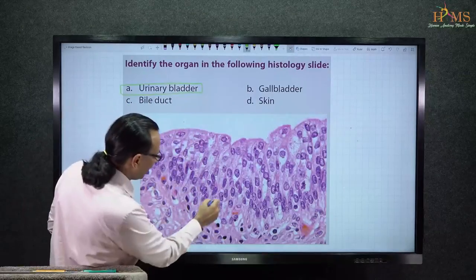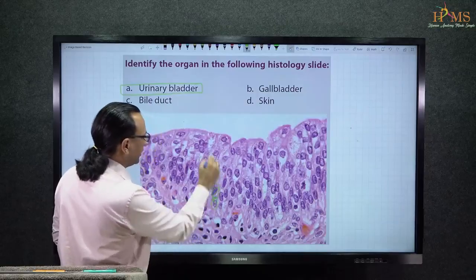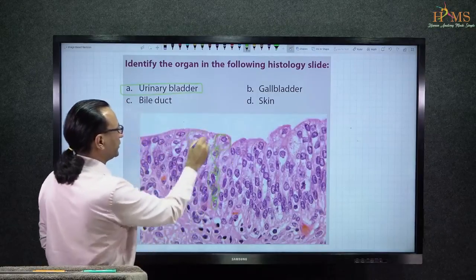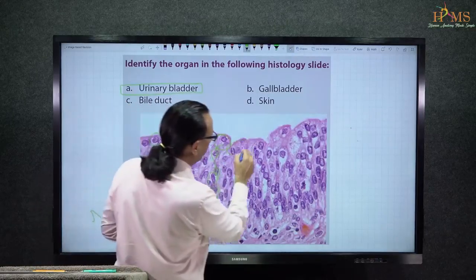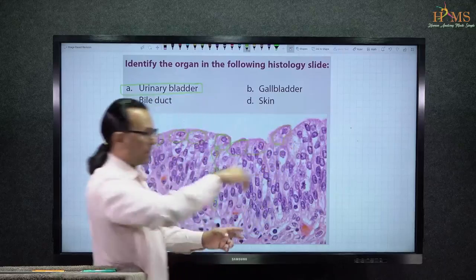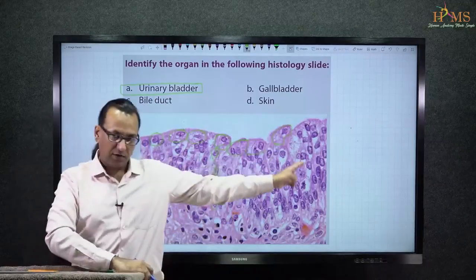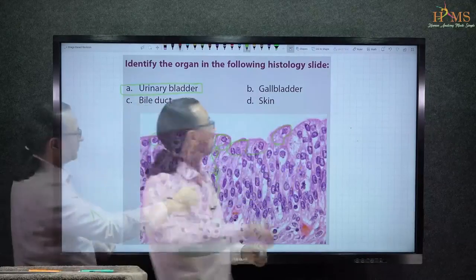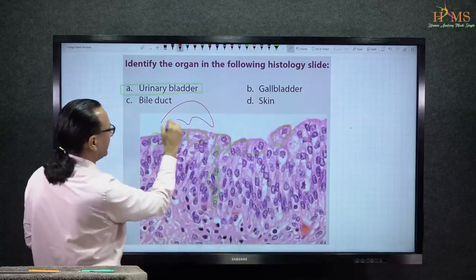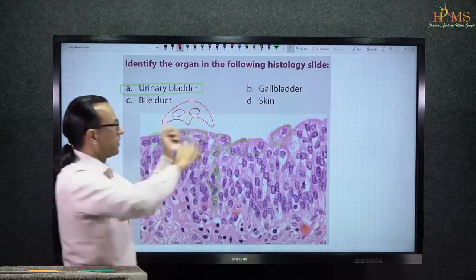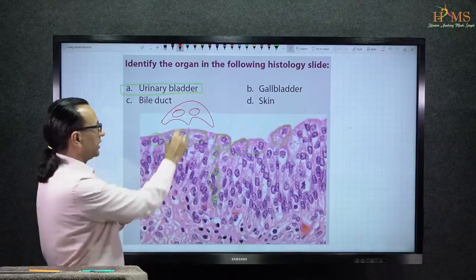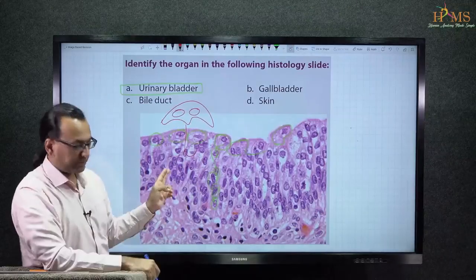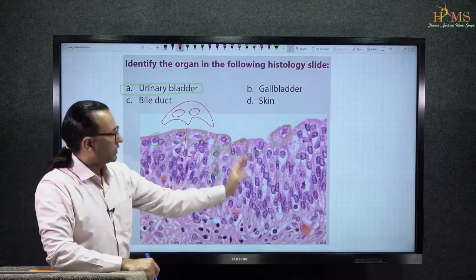How do you know that? Because it is multiple layered cells. Even the topmost cells are large globular cells here, and they can be umbrella shaped cells, like I'll draw one here. These are large globular cells like this, and they could be 2 nucleated as well, like the umbrella shaped cells, the cells towards the lumen.